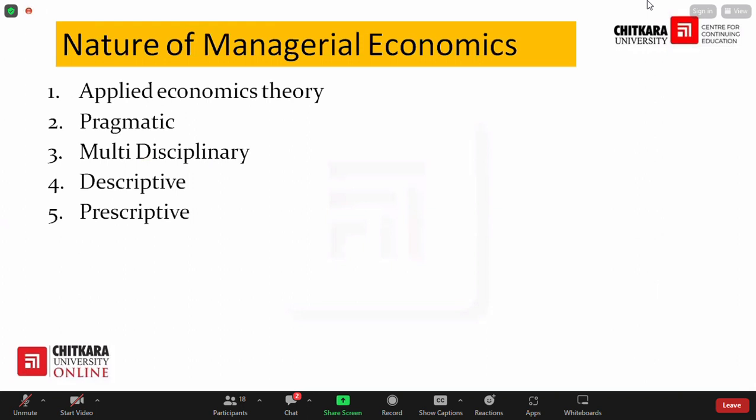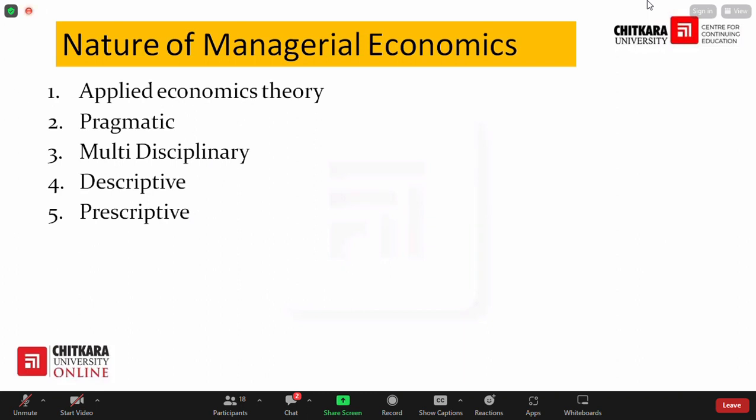Now we talk about the nature of managerial economics. The first is applied economic theory. It is applied economic theory because you apply all these concepts to solve the managerial problems, to solve the problems of a firm. Pragmatic means practical. Managerial economics is very practical. It is based on logic. It is based on some fundamental principles which help you in better utilization of resources as well as to take better decisions.